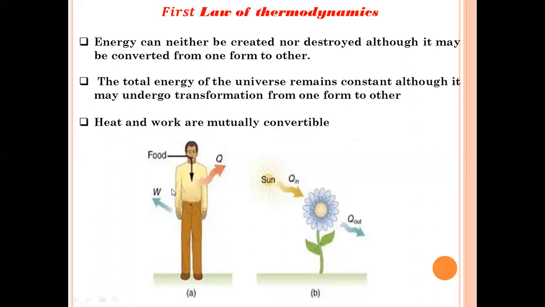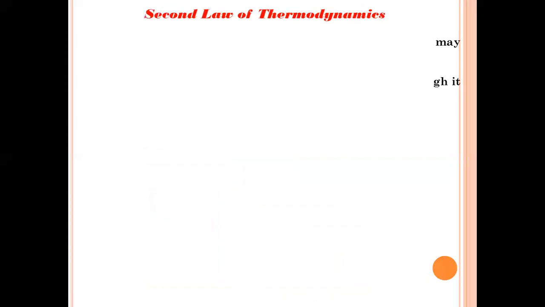We can also say that heat and work are mutually convertible, meaning heat can be converted into work, and when work is performed by a body, there will be a certain release of heat. So this is the first law of thermodynamics.